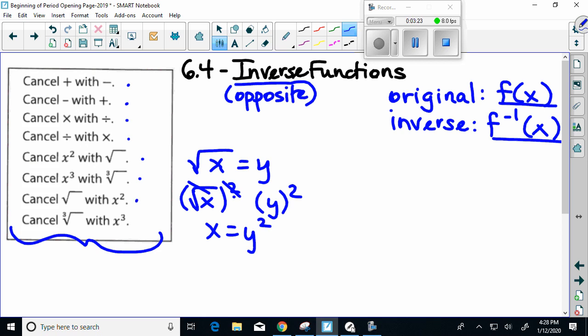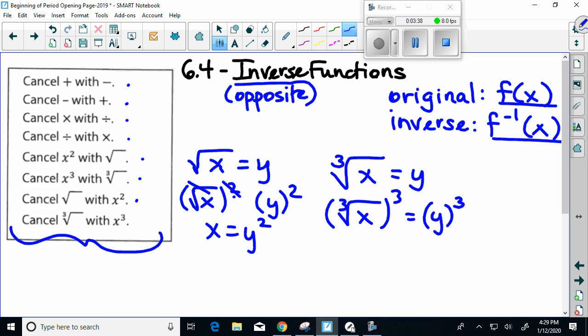Same rule applies if you are dealing with a cube root. If you want to get rid of a cube root, then you raise both sides to the third power. Again, a cube and a cube root are opposites of each other. They drop out. So when you're solving an inverse function, it is important that you know what the opposites are.